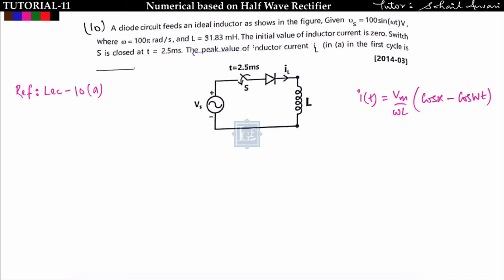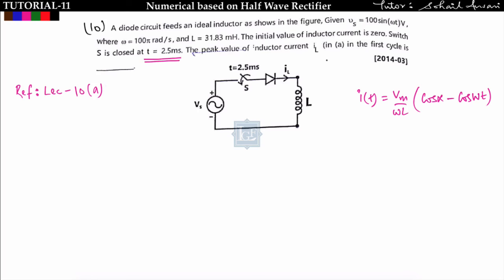A diode circuit feeds an ideal inductor as shown in the figure. Given Vs is equal to this much, where omega is this and the value of L is given. The initial value of inductor current is 0. The switch is closed at t equal to 2.5 millisecond. Then what is the peak value of inductor current IL? See here.